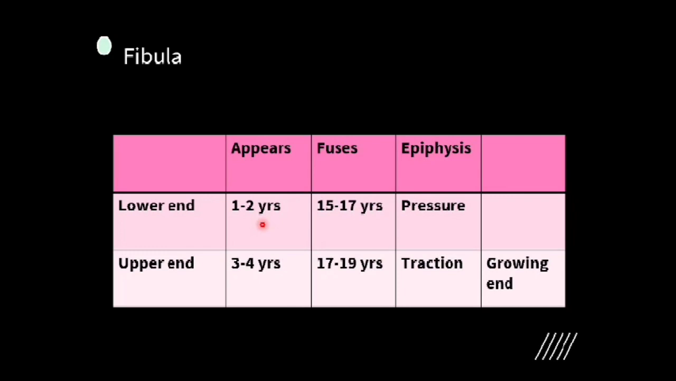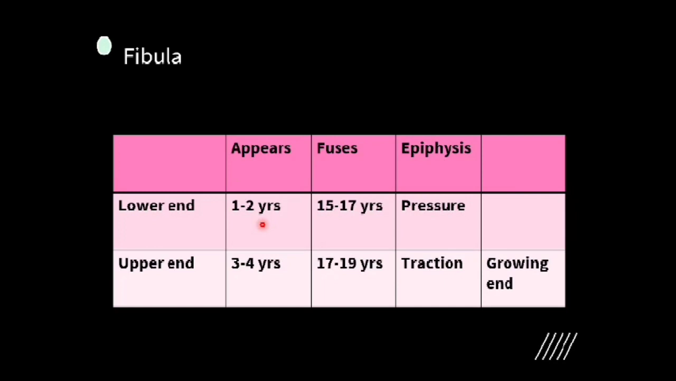But see here, it fuses by 15 to 17 years, whereas the upper end is fusing by 17 to 19 years. That means there is a violation of the rule. Even though the ossification center appears earlier at the lower end, it fuses earlier with the diaphysis.